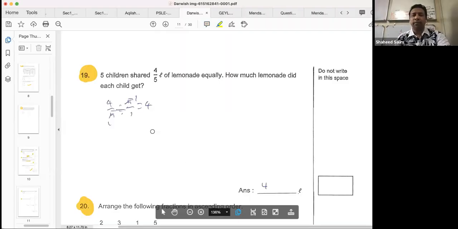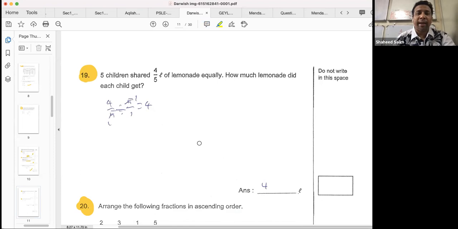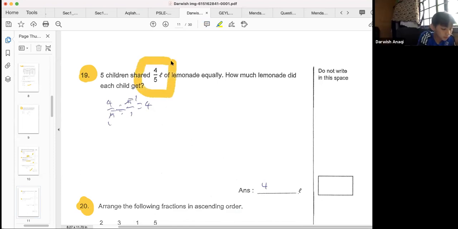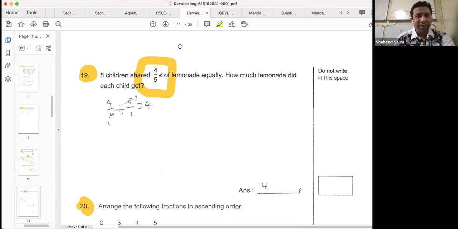Come, let us see now. What's your answer for question 19? 4. 4 liters. Huh? And how many liters do they have at first? 4/5, you know? You know what's 4/5? It's not even 1 liter.